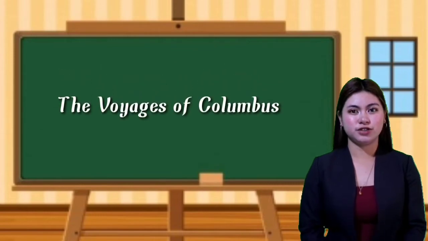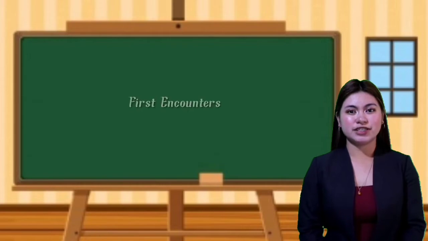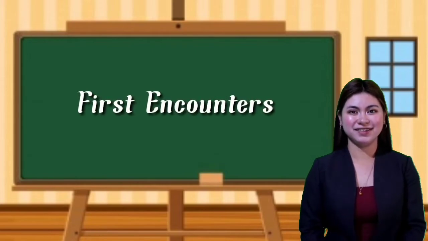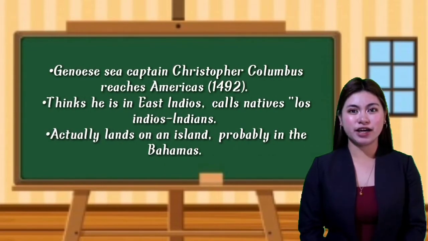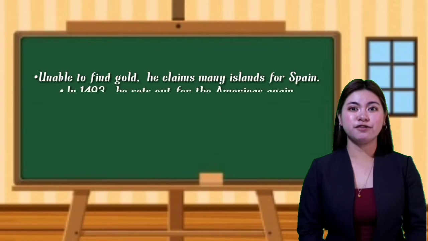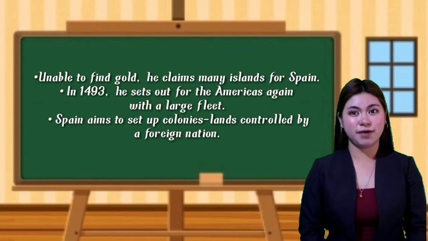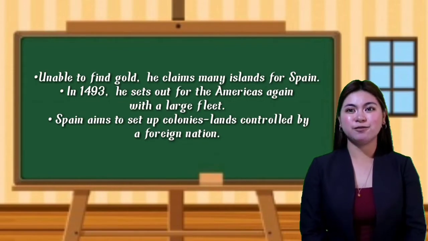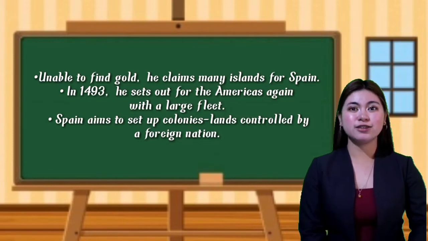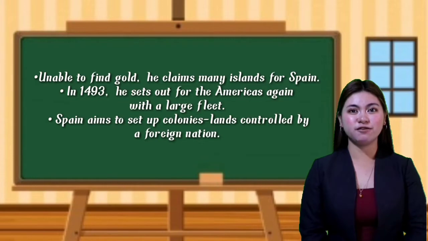The voyage of Columbus. First encounters. Genoese sea captain Christopher Columbus reaches the Americas in 1492. Thinks he is in the East Indies, calls natives Los Indios, or Indians, actually lands on an island, probably in the Bahamas. Unable to find gold, he claims many islands for Spain. In 1493, he sets out for the Americas again with a large fleet. Spain aims to set up colonies, lands controlled by a foreign nation.